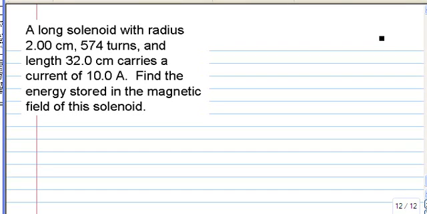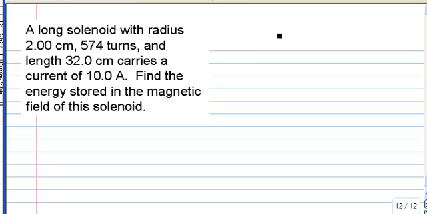Okay, in this problem, we're asked to calculate the amount of energy that's stored in the magnetic field of a solenoid. There's a couple of different ways we can approach this problem. We could calculate the magnetic field everywhere and then use the fact that the magnetic field energy density is equal to B squared over 2 mu naught.